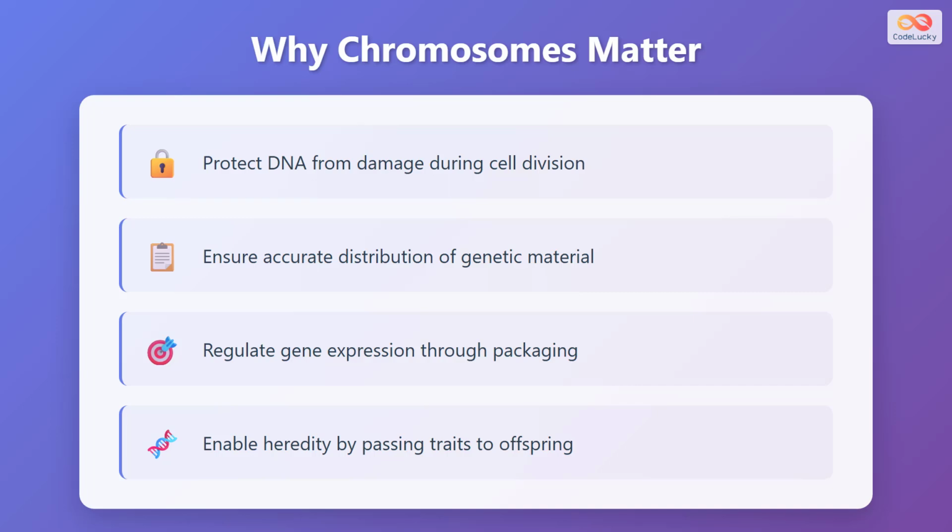Chromosomes serve several critical functions. They protect DNA from damage during the process of cell division, when genetic material is most vulnerable. They ensure accurate distribution of genetic material to daughter cells, so each new cell gets a complete set of instructions. Chromosomes also regulate gene expression through their packaging structure, controlling which genes are active. Finally, they enable heredity by allowing us to pass our traits to our offspring. Understanding chromosomes is fundamental to understanding genetics, inheritance, and how life perpetuates itself.